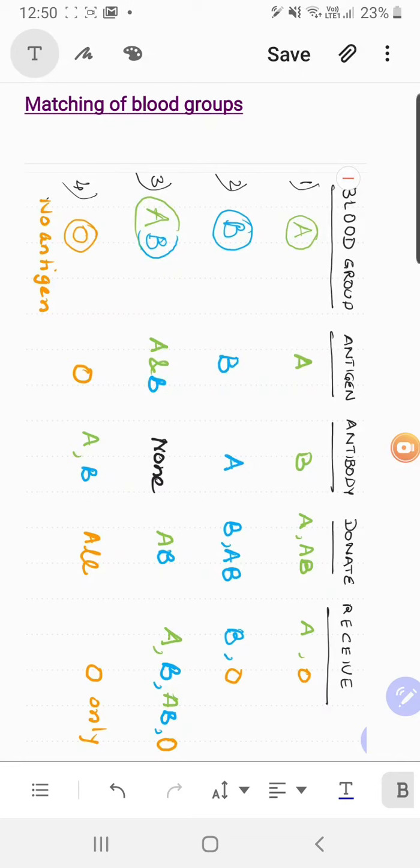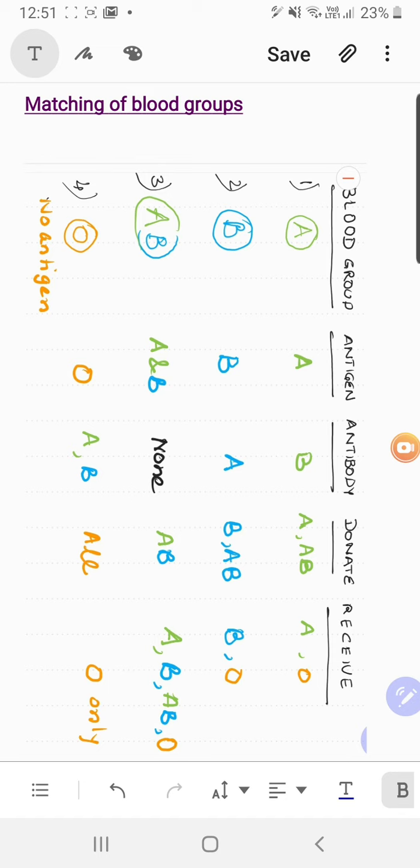All right, children. Now we will be discussing the matching of blood groups. Suppose we ever are hospitalized. Suppose I am hospitalized and I need blood, and my blood group is O positive. That means I am not having any antigen in my RBC surface, and apart from that, I do have that extra antigen present, that is Rh factor. So my blood group becomes O positive.